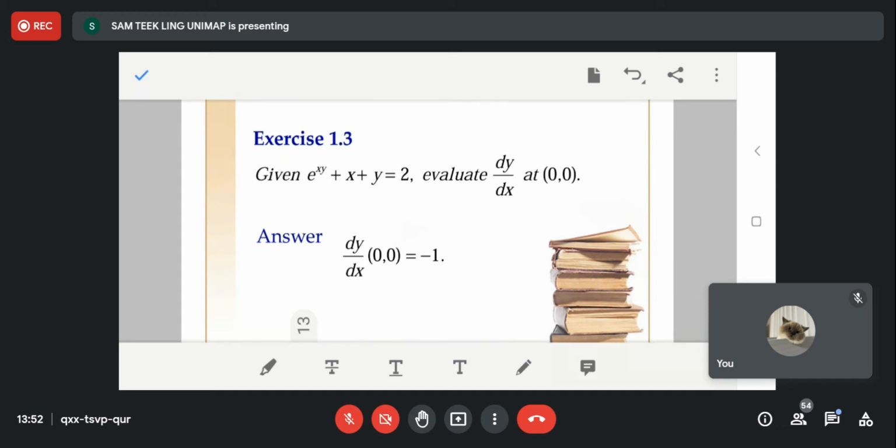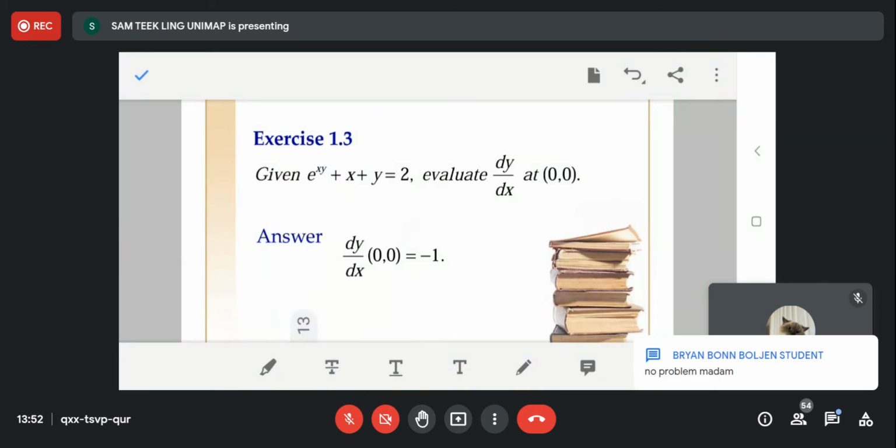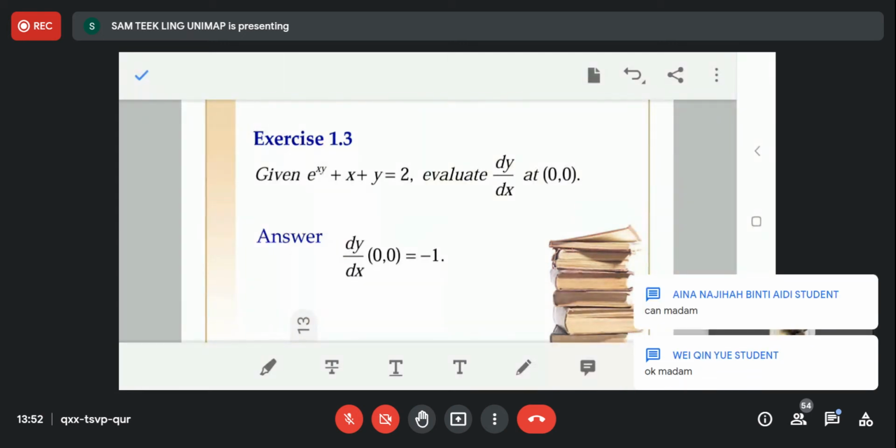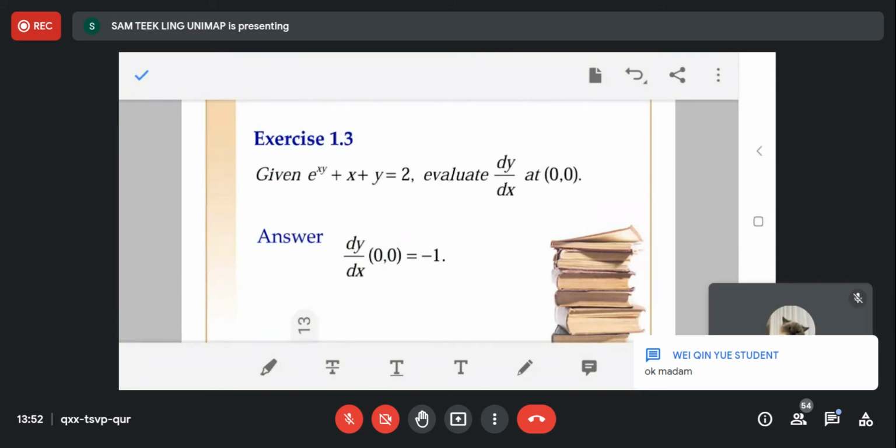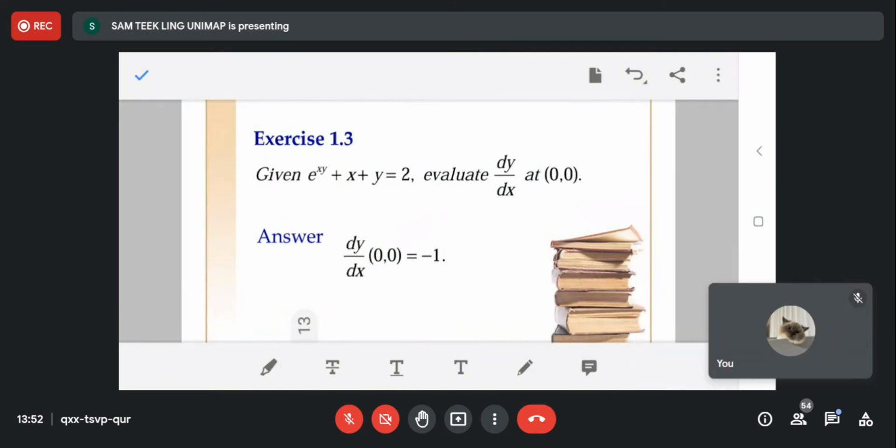You can find the answer: -1. Any problem or not? Okay or not? If no problem, we will continue to the next one. This one is implicit function: directly only the question. If you cannot solve dy/dx directly, then we apply implicit function.